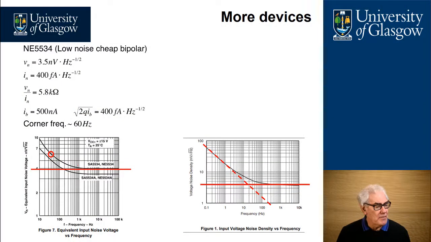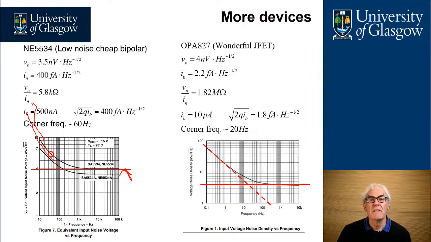We can now look at some other devices. On the left here we've got an NE5534, a very low cost, cheap bipolar amplifier, and although the graph here doesn't really show how steep the curves are increasing, we can do some calculations and work out the corner frequency here is about 60 hertz. And a rule of thumb for corner frequency is if you take the steady state frequency here and approximately double it, it gives you a good indication of what the noise corner frequency looks like.